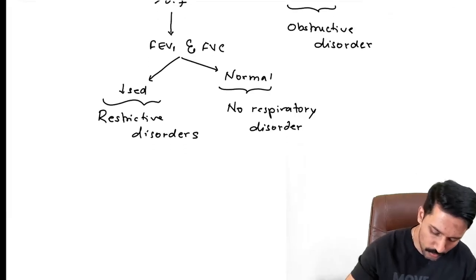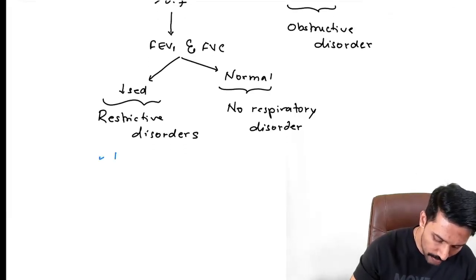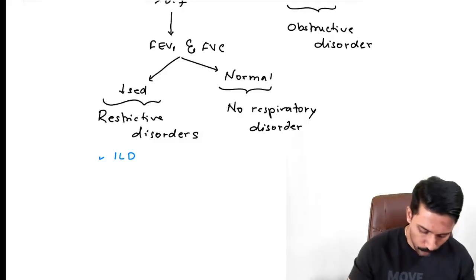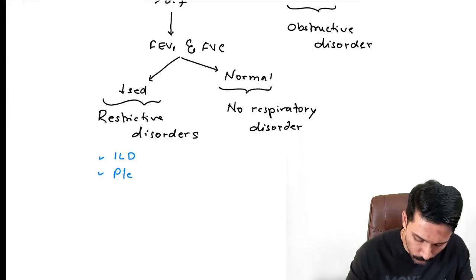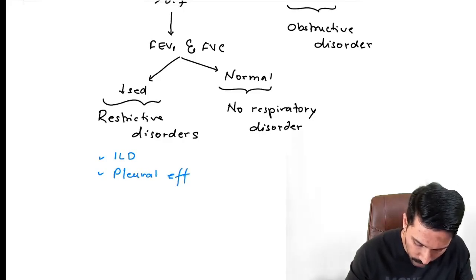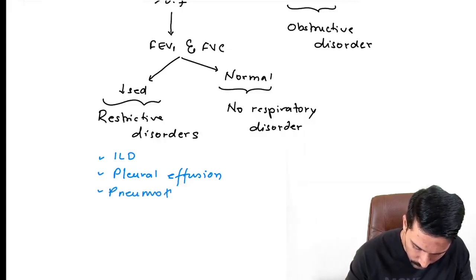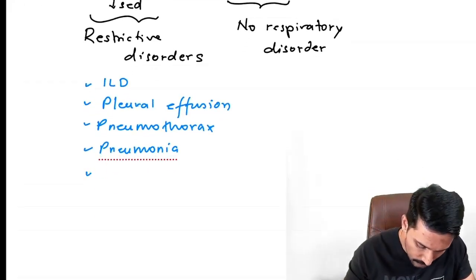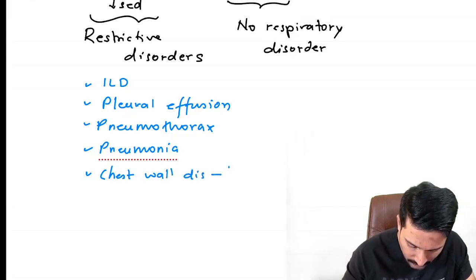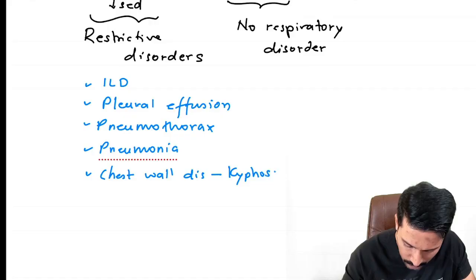So when it comes to restrictive disorders, what all come to your mind? We can think about interstitial lung disease, where the lungs are fibrosed and restricting lung expansion. Then pleural effusion, pneumothorax, pneumonia. Then chest wall deformities, where the deformed chest wall is restricting the expansion of the lung, like kyphoscoliosis or kyphosis.